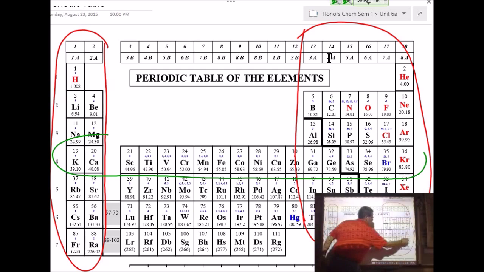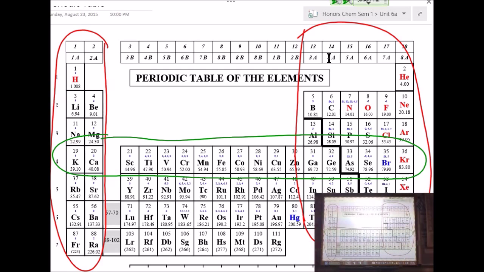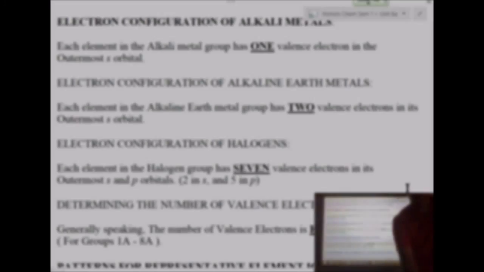And the reason being, if I were to look at a particular row, say this row right here, the 4th energy level, my outermost energy level only applies to the S and P's. My D's are a 3rd energy level. So they don't get the dance. Let's get back on track here.